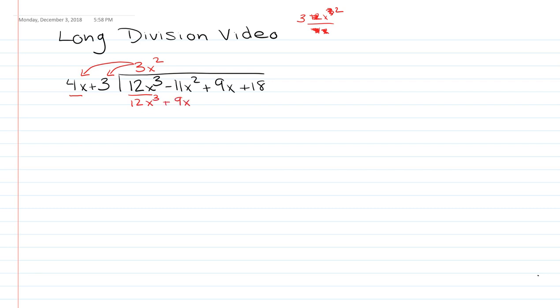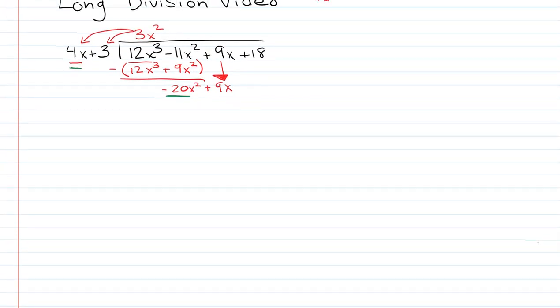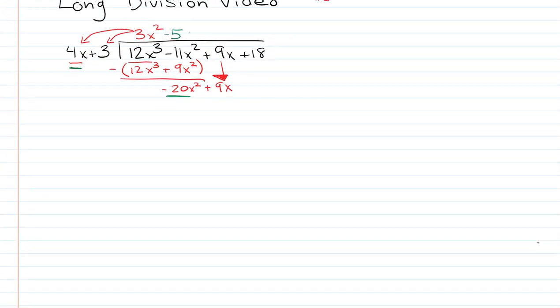plus 9x squared. Now I'm going to subtract. First term cancels out. Negative 11 minus 9 is negative 20x squared. Bring down plus 9x. Okay, do it again. First term here divided by my new first term. So negative 20x squared divided by 4x would be negative 5x.